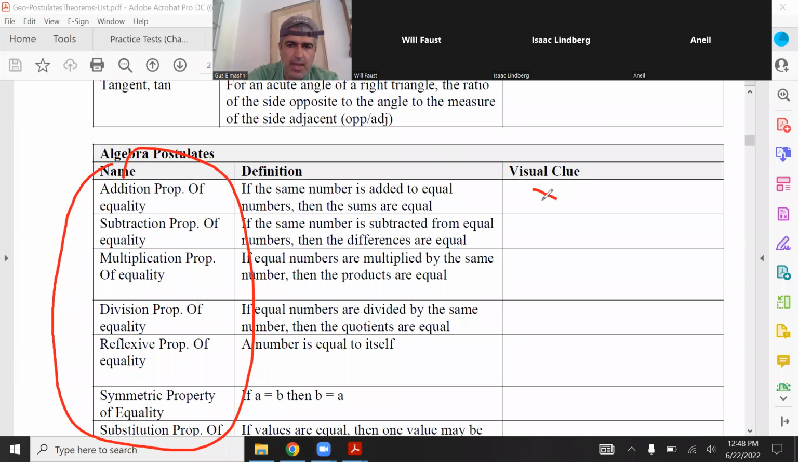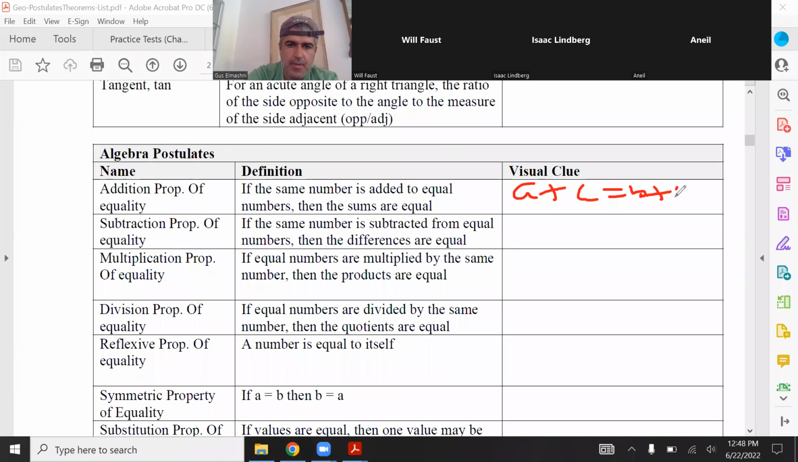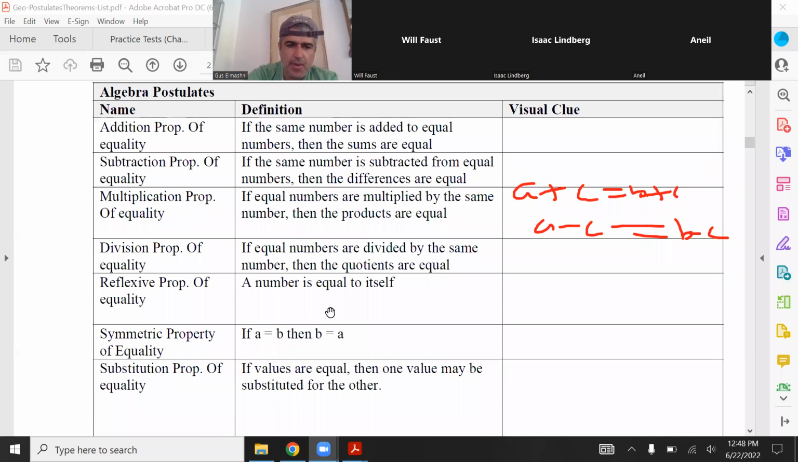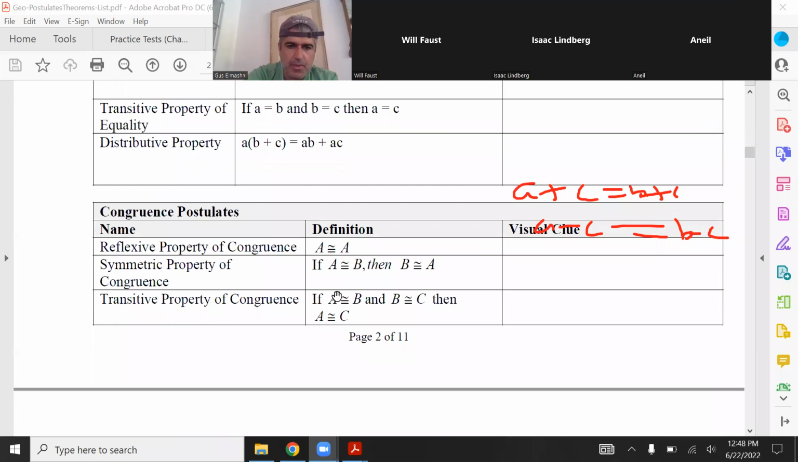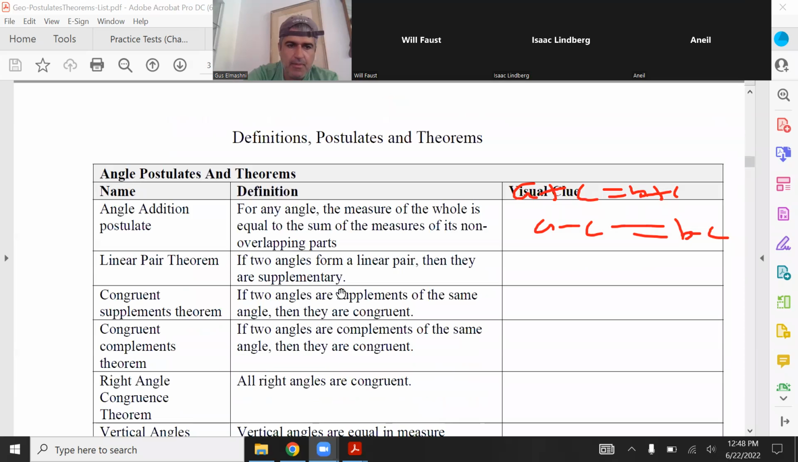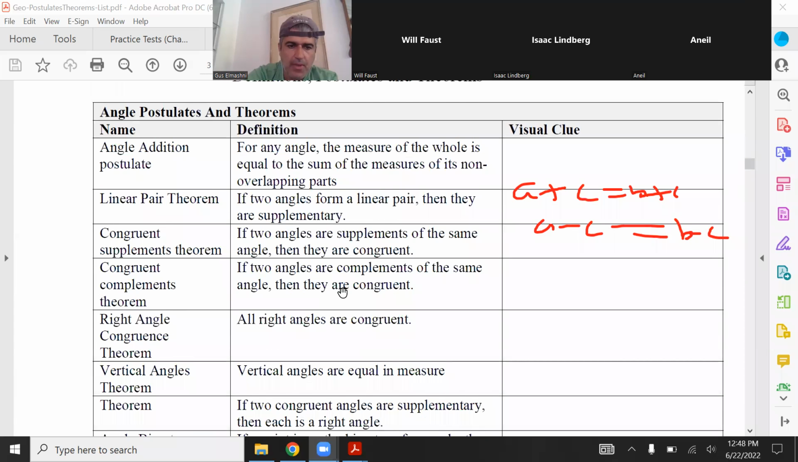Like you could say X, or A plus C equals B plus C. A minus C equals B minus C, and so forth. You also have your notes on that as well. Yeah, we've done transitive, distributive, we've done reflexive, symmetric, transitive. We have done all these here.